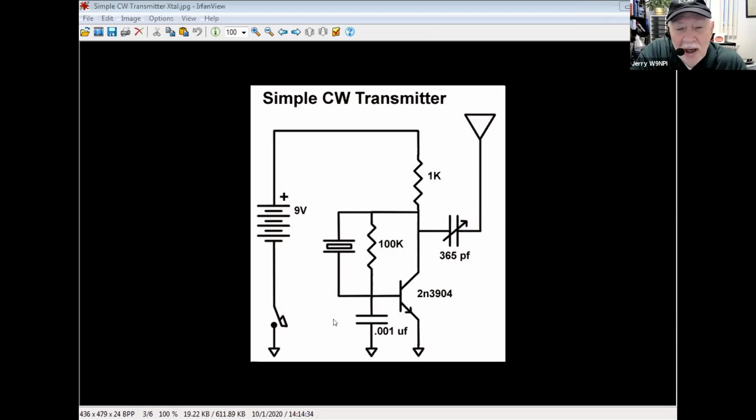Okay. What this is, the circuit actually excites this thing, which is called a crystal. All right, it's a piece of quartz that's ground to a specific dimensions. So when it's shocked by electricity, it will vibrate at a certain frequency.